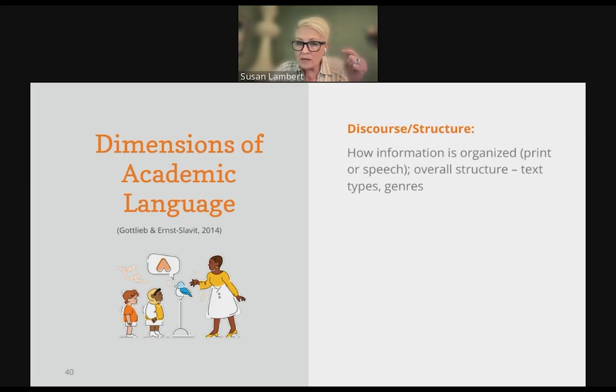And again, you don't have to be an English language arts teacher to help them with that. If you are a science teacher and you are helping them read or write lab reports, for example, helping them understand how to organize that information and communicate that information in your particular content area is really important.